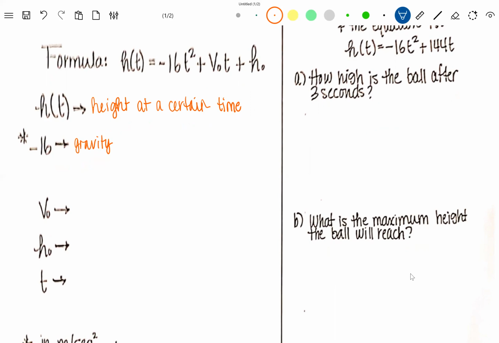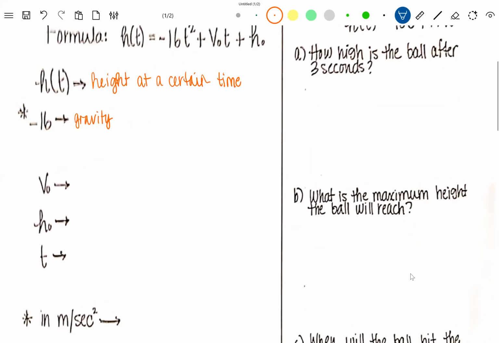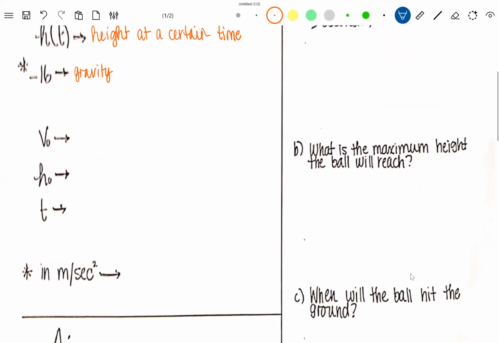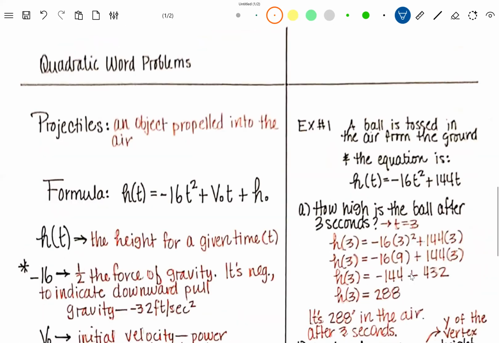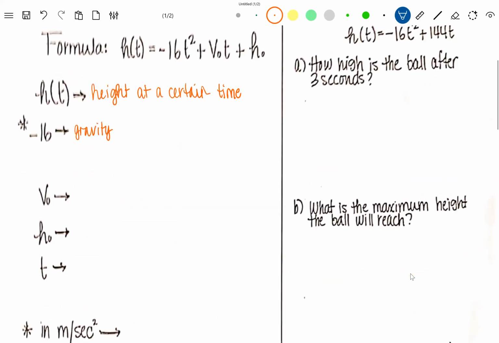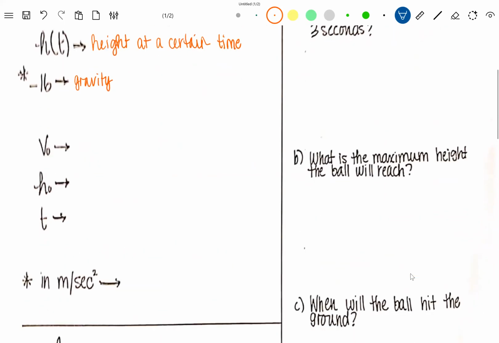It's negative 16 only for feet per second squared. Down here in meters per second squared, it is... let me see what the key says... 4.9 meters per second squared.